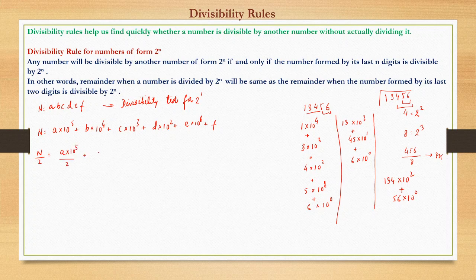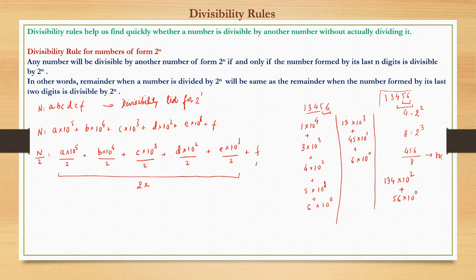Dividing by 2, we get a into 10 raised to power 4 by 2 plus b into 10 raised to power 3 by 2 plus c into 10 raised to power 2 by 2 plus d into 10 by 2 plus e into 10 raised to power 1 by 2 plus f. Now see, on the individual terms, each will be divisible by 2 because every term has at least one power of 10. So these are all multiples of 2.